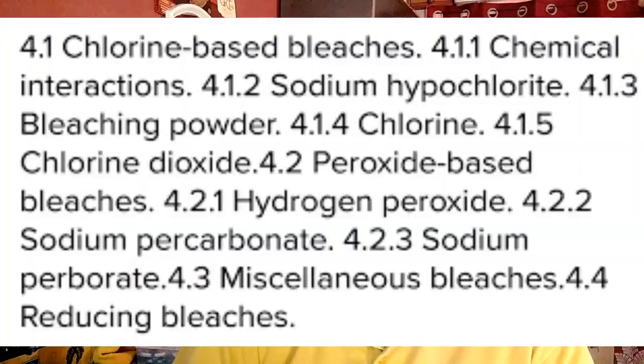Next point is what are the raw materials for making bleaching powder. Bleaching powder's chemical formula is CaOCl2 and it is called calcium oxychloride. It is prepared from dry slaked lime with chlorine gas.